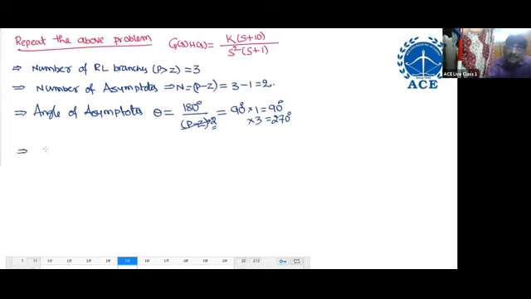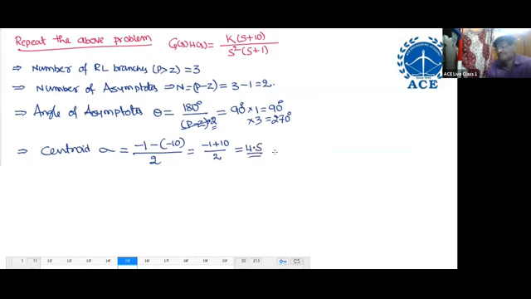Next centroid. Sigma, centroid. Find the sum of real part of poles, -1, minus real part of zeros, -10, divided by P minus Z, which is 2. So what are you getting? -1 plus 10 by 2. So plus 4.5. Now draw the root locus diagram.